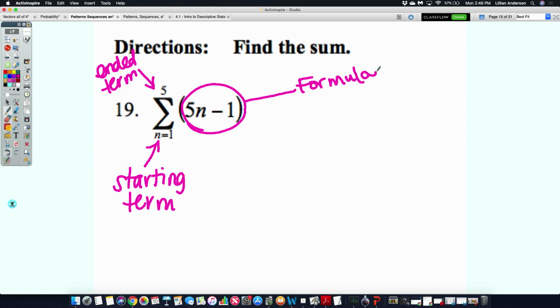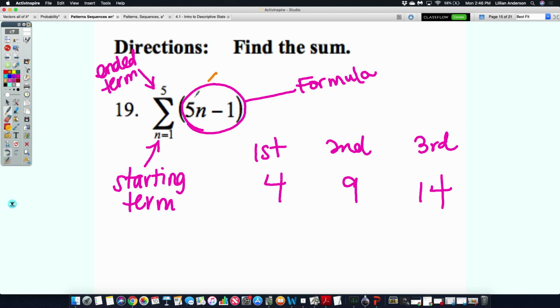And if you look at this, is this arithmetic or geometric? Geometric. How can you tell? Because it's multiplied by 5. Just because the 5 is being multiplied to the n, and you're subtracting 1. If I were to plug in 1, my first term, what would I get? Just 4. What if I plugged in 2 for my second term? 9. What if I plugged in 3? Are you sure it's still geometric? No, it's actually arithmetic.